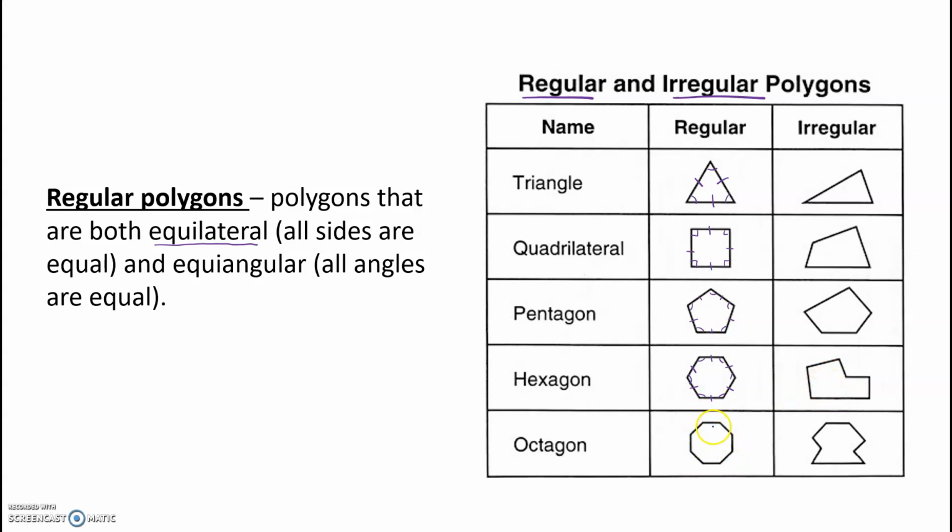And then same with octagon. I don't know if I can draw that tiny. We'll find out. All the sides are congruent and all the angles are congruent. All 8 of them. I missed that one. And a very, very irregular octagon over here. So just knowing the difference between irregular and regular polygons.